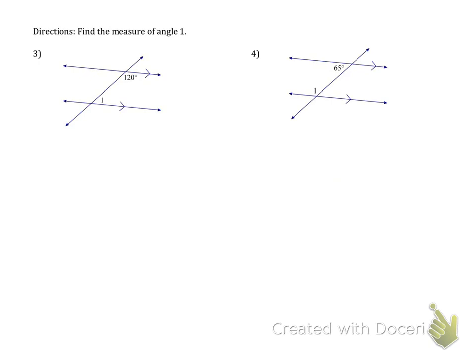Number 3, the directions say, find the measure of angle 1. If I look at the angle that's given, we have 120 degrees and we have angle 1 right here. These are considered same side interior angles. And we know that same side interior angles are supplementary. So that means that those two angles are going to add up to be 180 degrees.